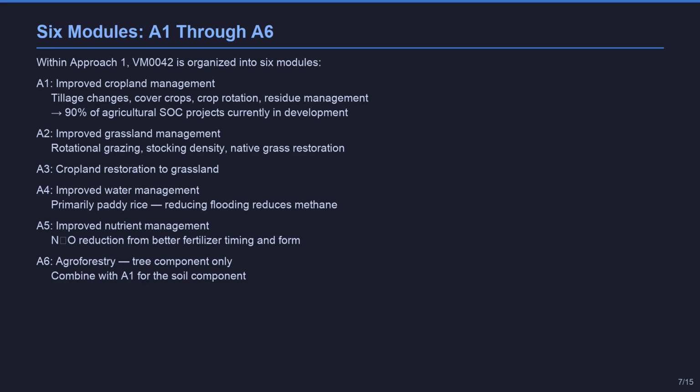Module A6, agroforestry, tree component only. Combine with A1 for the soil component. For the vast majority of practitioners, you're working with Module A1.